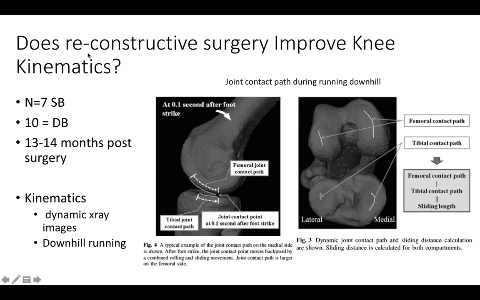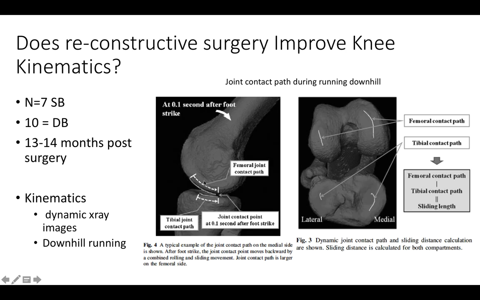So the first question: does reconstructive surgery improve knee kinematics? This is a fantastic study that was done recently using dynamic x-rays. They have the x-ray recording rates high enough that they can take repeat x-rays as somebody's running. In this particular study, they looked at downhill running in 17 patients that had a single bundle ACL repair and compared them to 10 patients that had a double bundle ACL repair 13 to 14 months after their surgery.